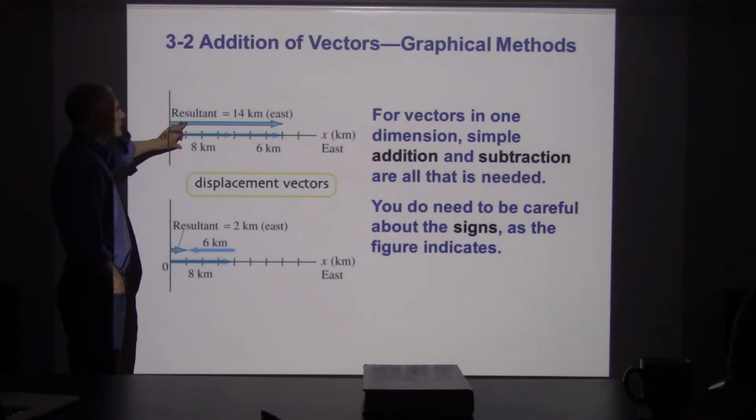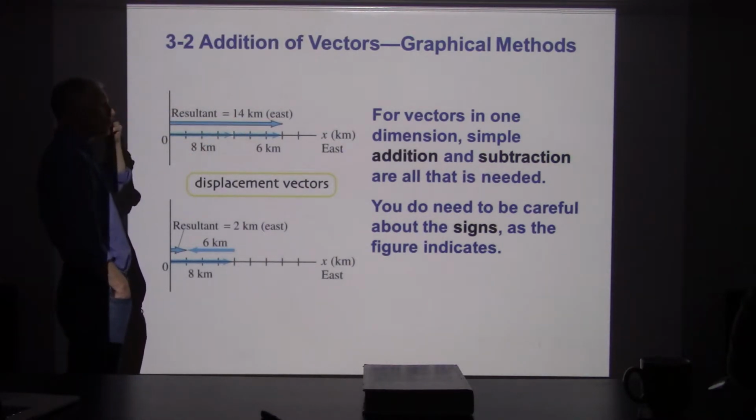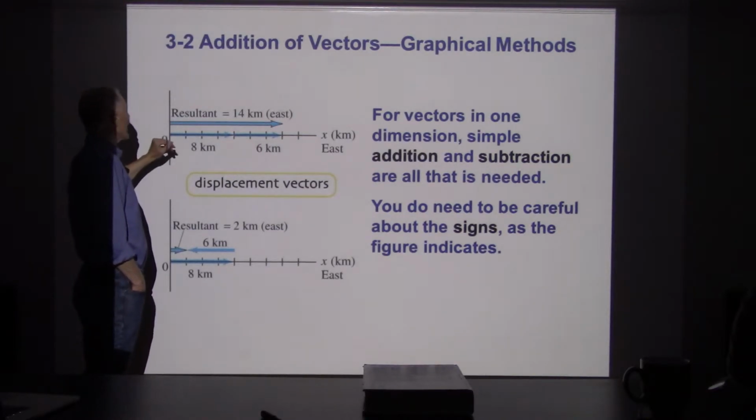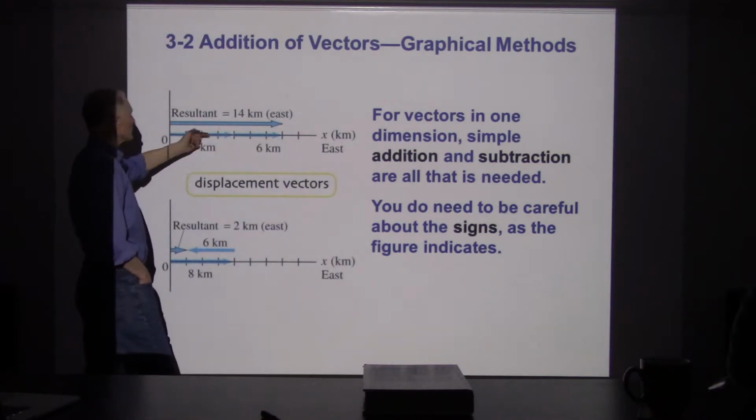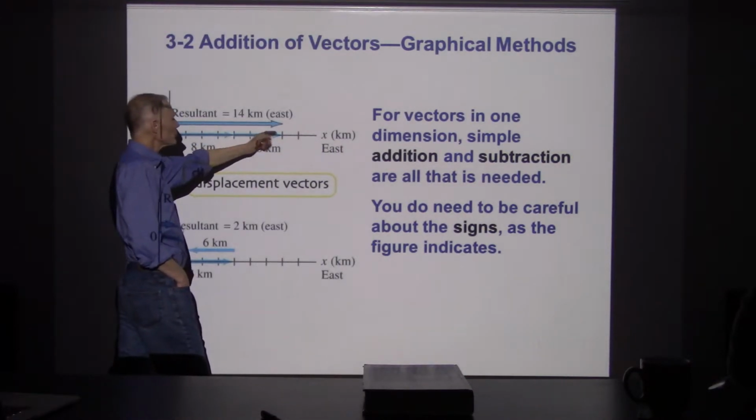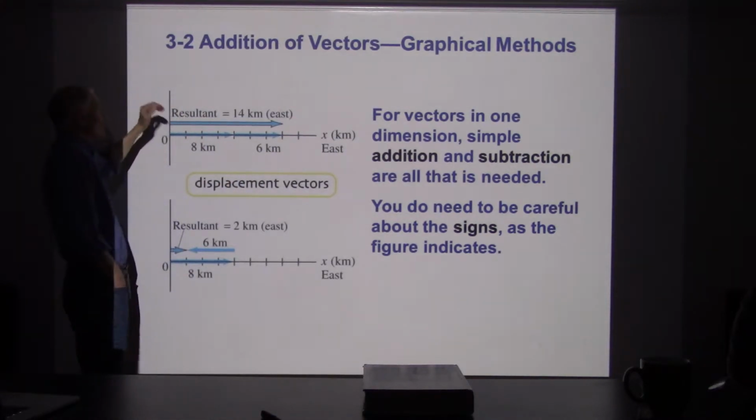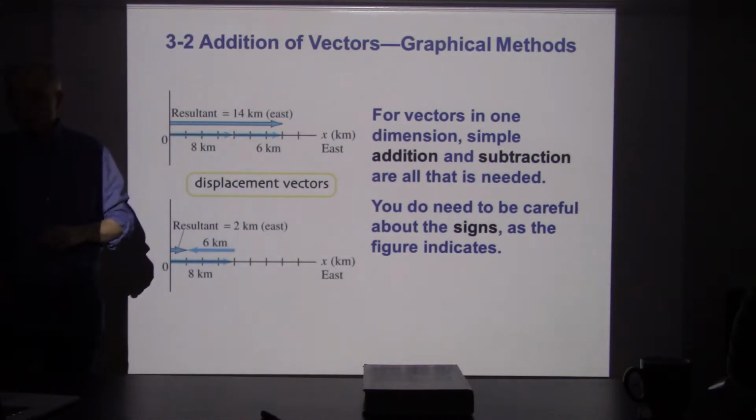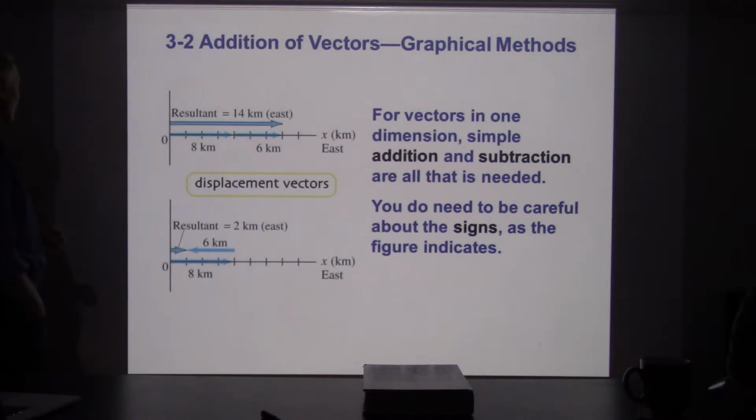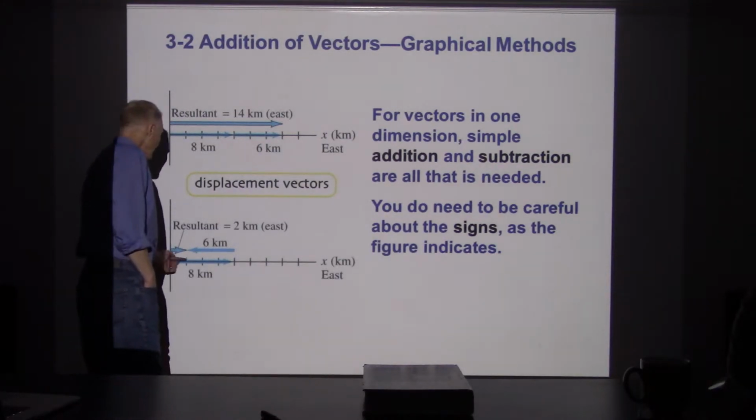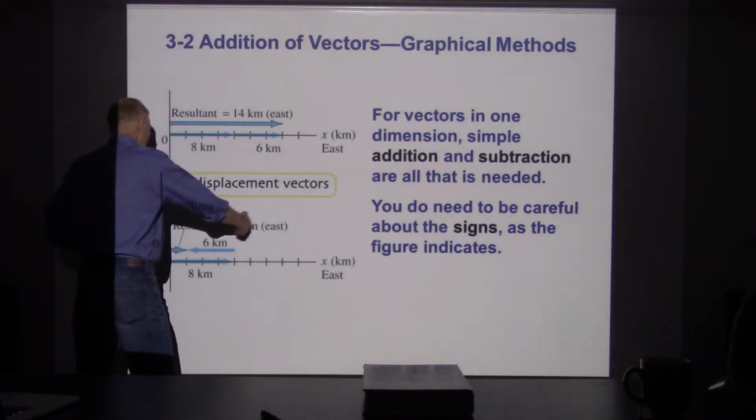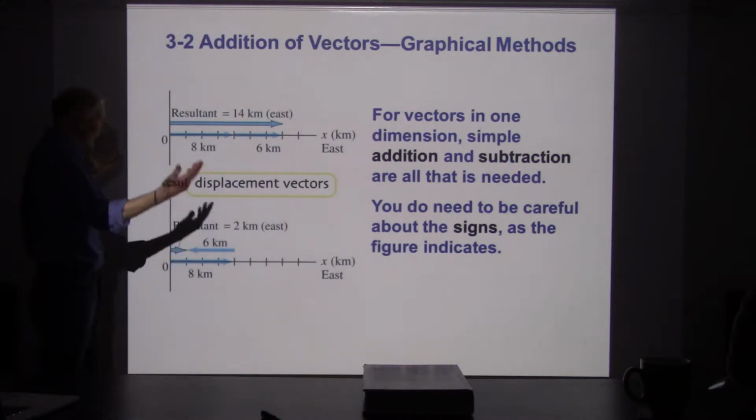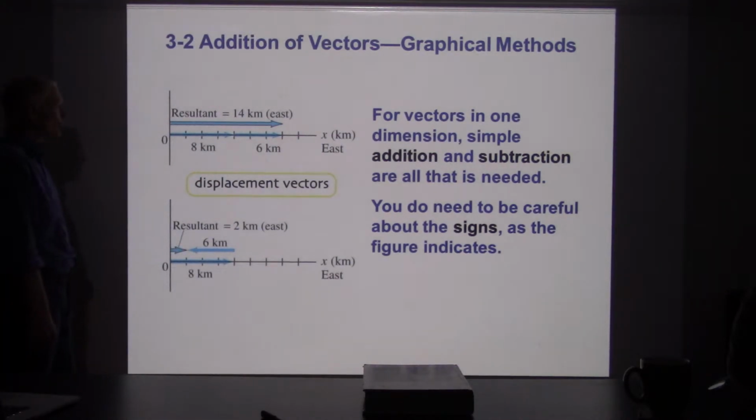If we have motion in one dimension, even for vectors, as long as we stick with one dimension, we can just add and subtract. So if I traveled 8 kilometers in the east direction and then 6 additional kilometers in the east direction, that's 14 kilometers east. That wasn't too difficult to add those two displacements together. If I traveled 8 kilometers in the east, or positive x direction, the way we've designated this, and then I came back 6 kilometers, well, that would be 8 minus 6. That would be 2 kilometers.